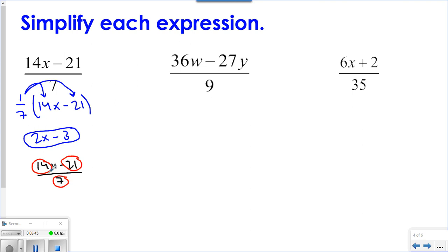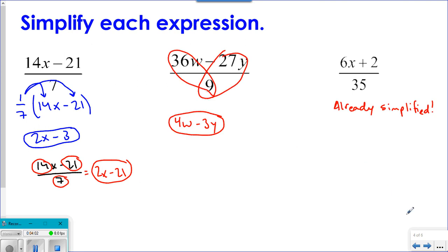So in this case, all of these are divisible by 7. So I would divide everything by 7, and we have 2x minus 21. This only works if all three of those numbers have something in common. So go ahead and pause the video, try the other two.